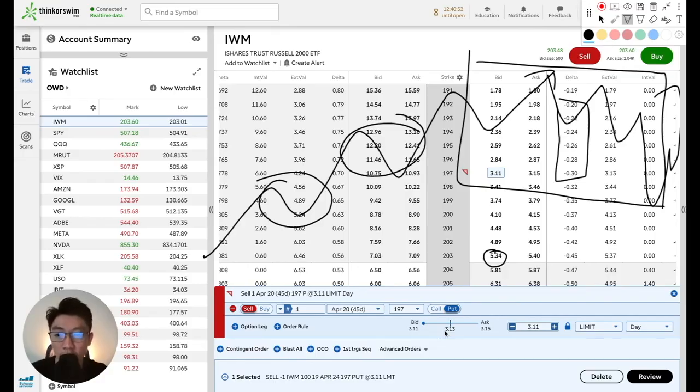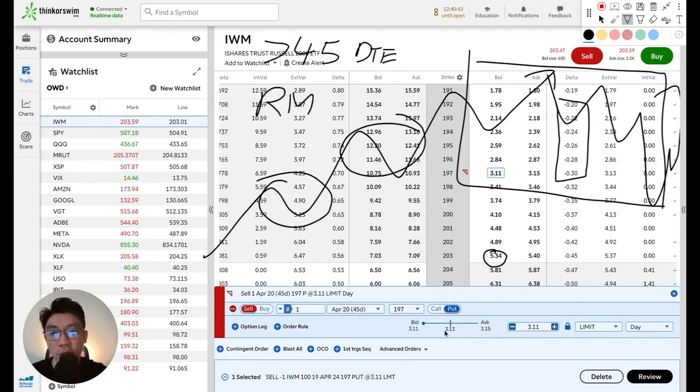Especially because we already know that, when using a DTE of more than 45 days, the realized move is most often lesser than the expected move. So that's our edge when we're trading neutral strategies.